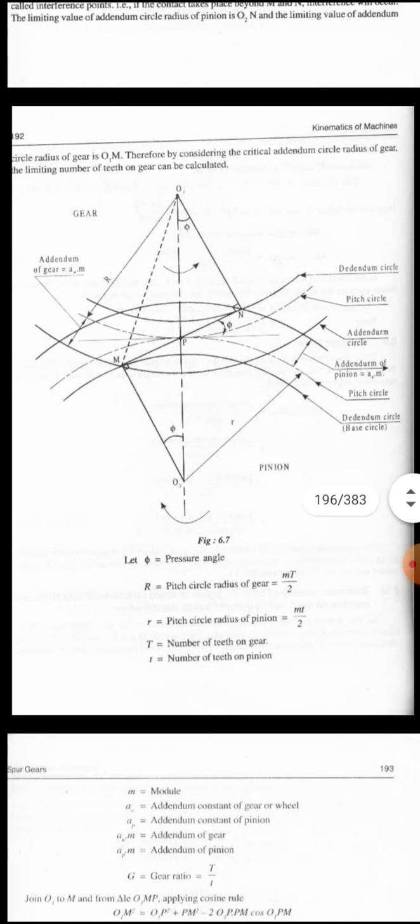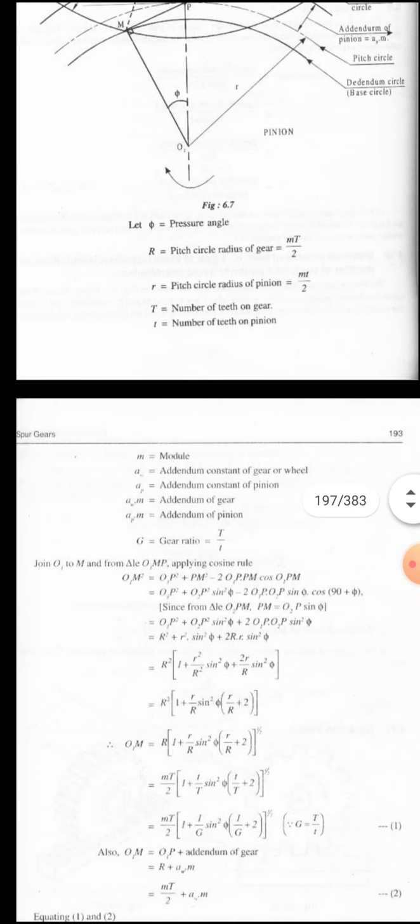Looking at the figure, let phi be the pressure angle. Capital R is the pitch circle radius of gear, that is mT by 2, where m is module. Small r is the pitch circle radius of pinion, mt by 2. Capital T is the number of teeth on gear, small t is the number of teeth on pinion, and m is module.